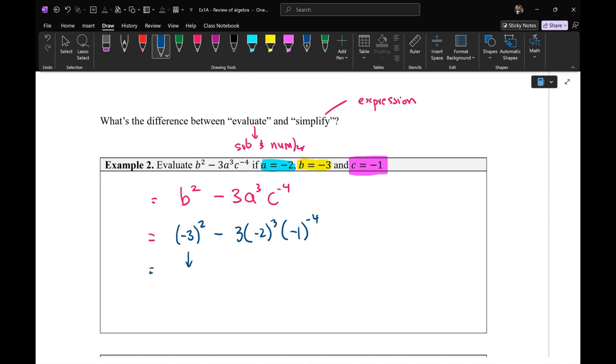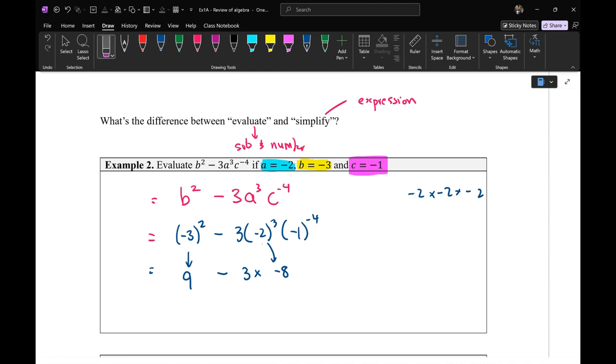Negative 3 squared, what is that? Can I please have Michelle? 9, very good. Minus, now let's work this one out. It's 3 times, what's negative 2 cubed? Can I please have, let's go with Sunny. Negative 2 cubed. Negative 8, very good, because it's negative 2 times negative 2 times negative 2. You need an even number of negatives to make it a positive, so clearly that's going to be a negative 8.